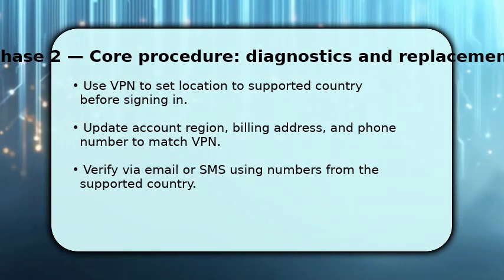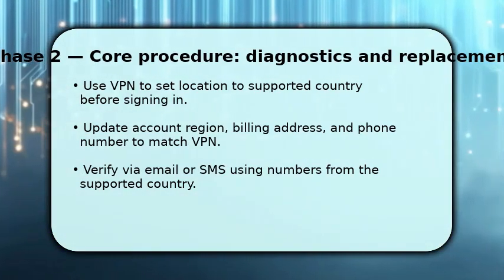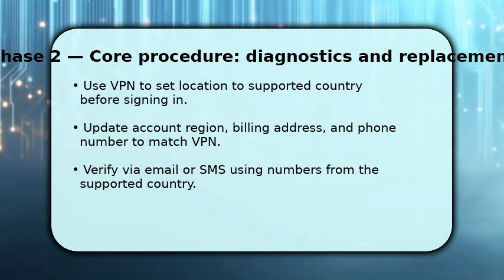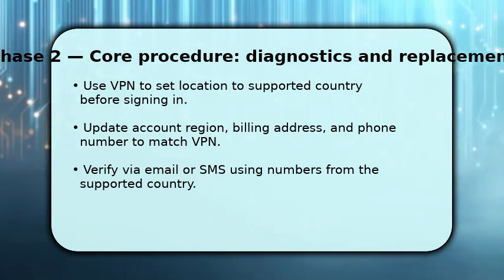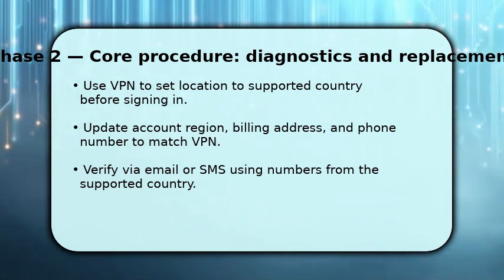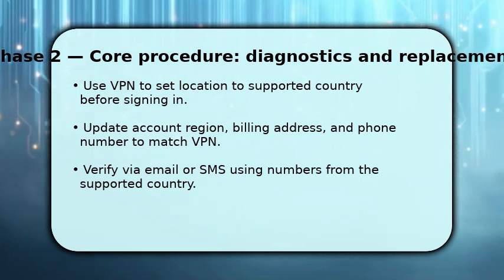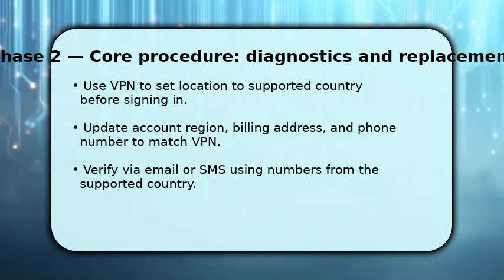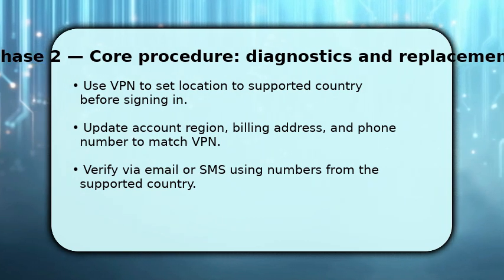You now execute the middle steps. Connect the VPN to the supported country and confirm the IP geolocation shows that country. Then sign into your Microsoft account and change your account region, billing address, and primary phone to match the VPN location. Make sure to save each change and wait for propagation.